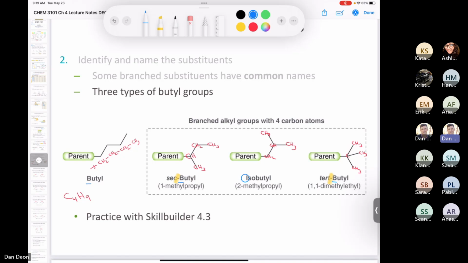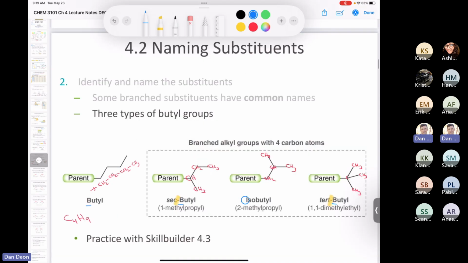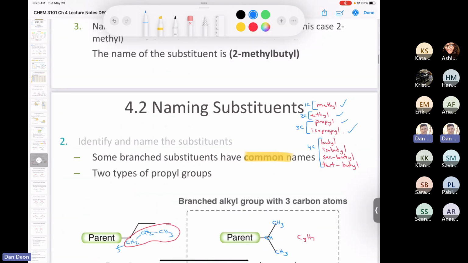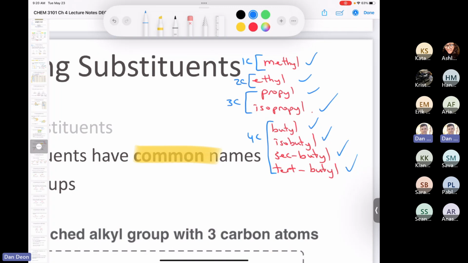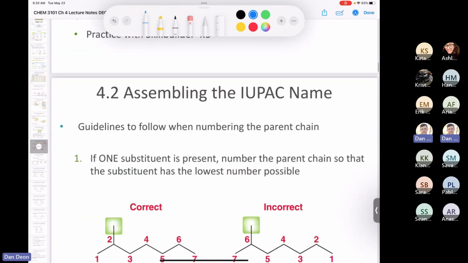So those are the 4 types of butyl groups: butyl, isobutyl, sec-butyl, and tert-butyl. You have to have these all memorized. So if we go back to the list, now we've covered methyl, ethyl, propyl, isopropyl, butyl, isobutyl, sec-butyl, tert-butyl. You need to know them all. All right, there you go.